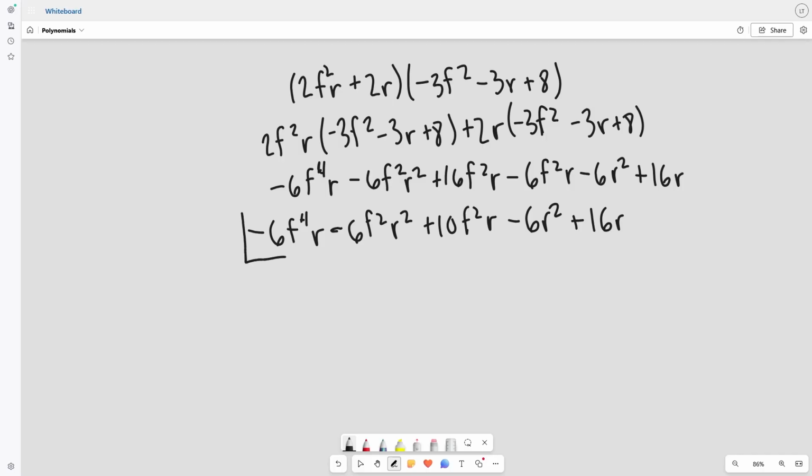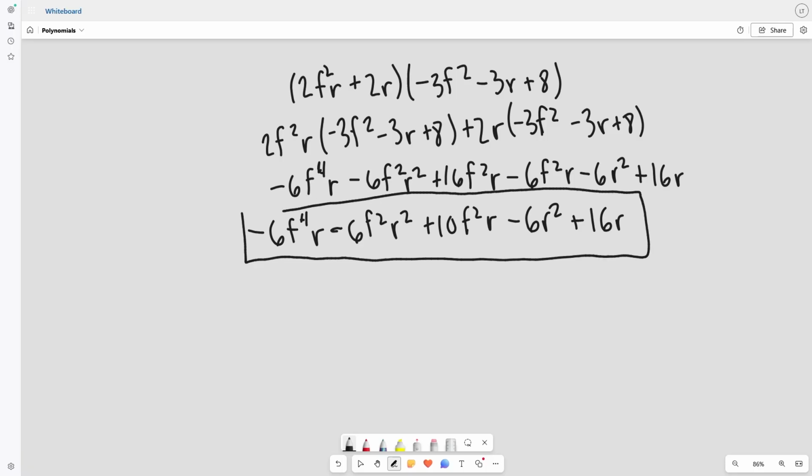We have successfully multiplied polynomials with multiple variables. So it works basically the same, exactly the same as your normal polynomial multiplication. You use the same process.